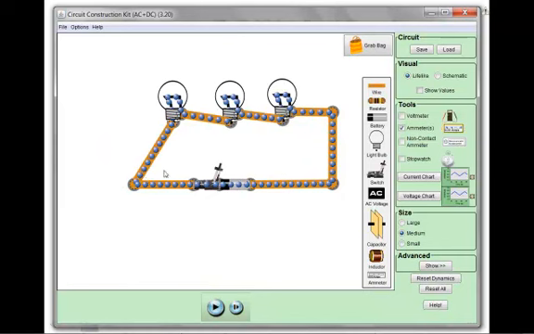Okay, it doesn't look as nice. Okay, so now I'm going to close the switch and watch how. Why doesn't it go? There it goes. Watch how the current flows through the circuit.